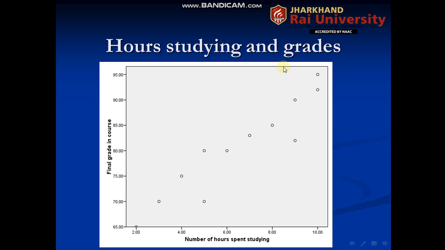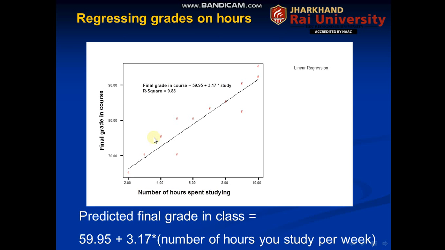So we can see this example, the same example which we have taken in the correlation, that is the number of hours spent studying, which is directly proportional to the final grade in the course. And this is the line: the predicted final grade in class equals 59.95 plus 3.17. So what is this 3.17?